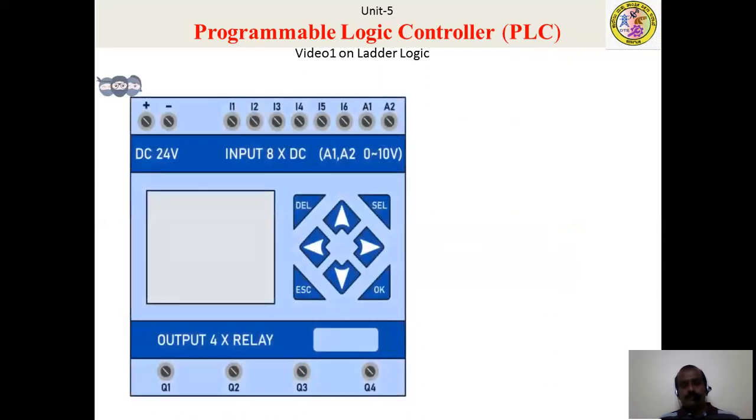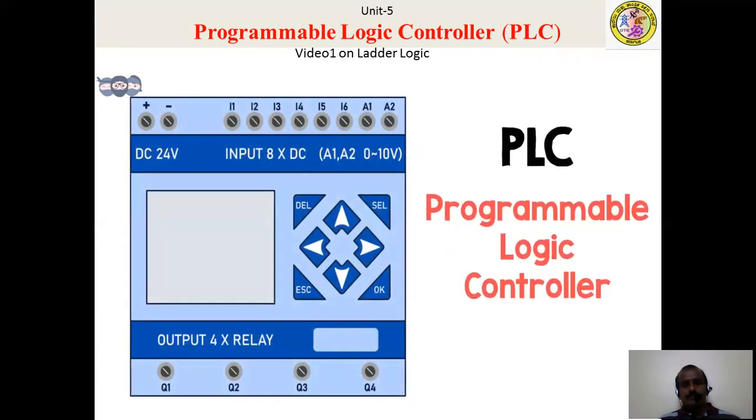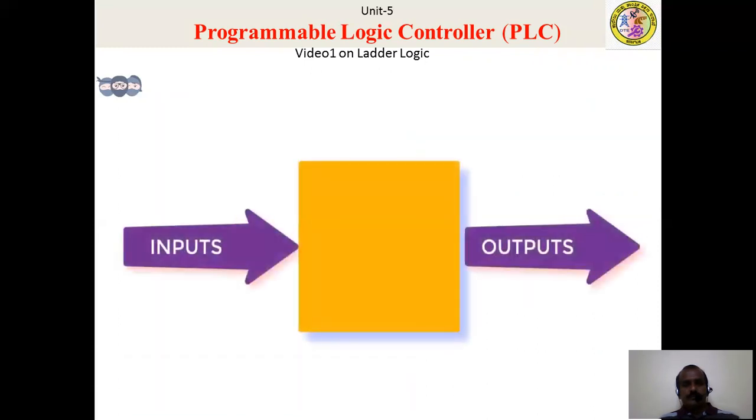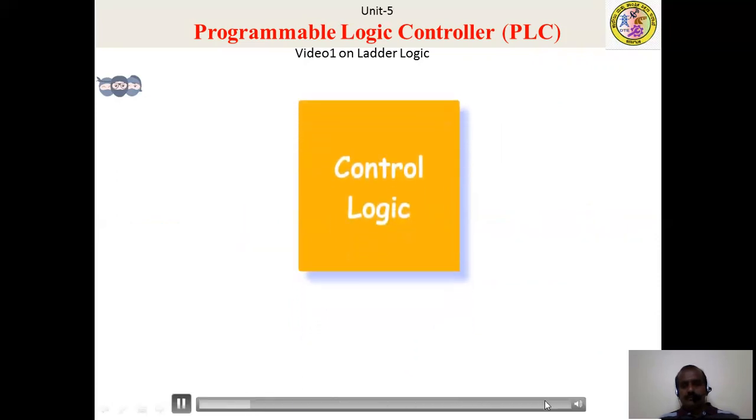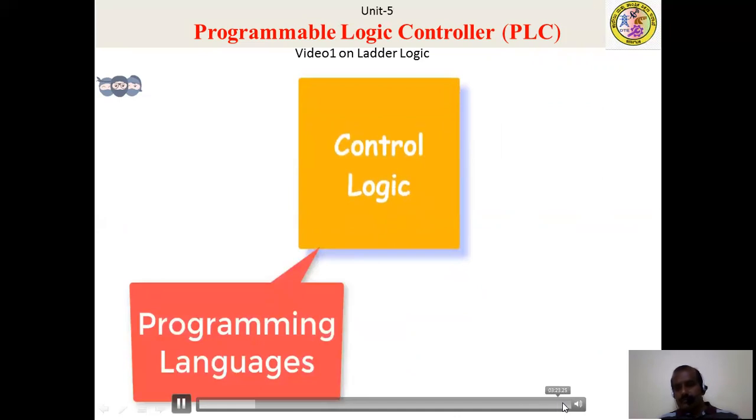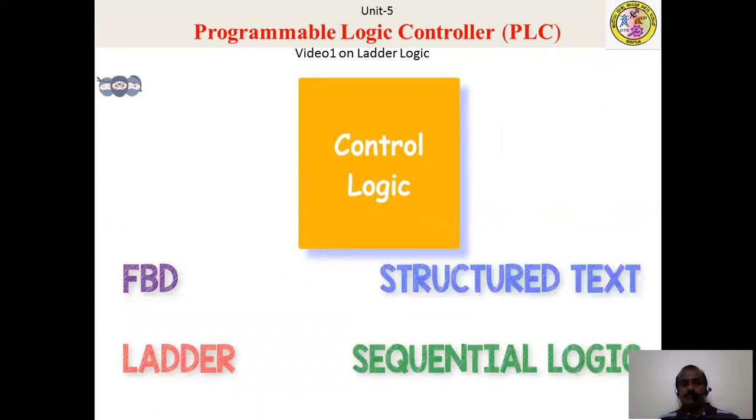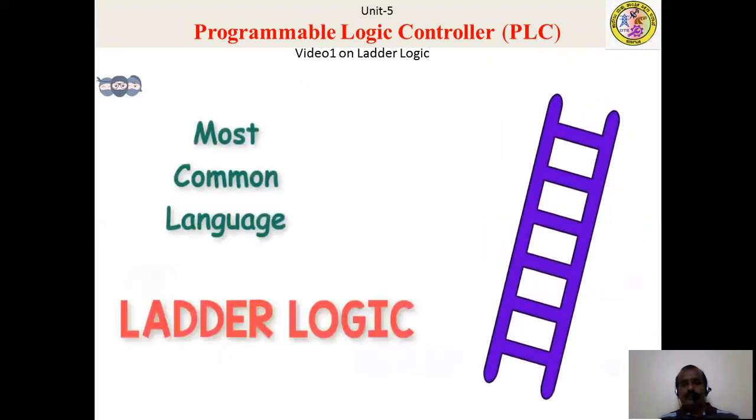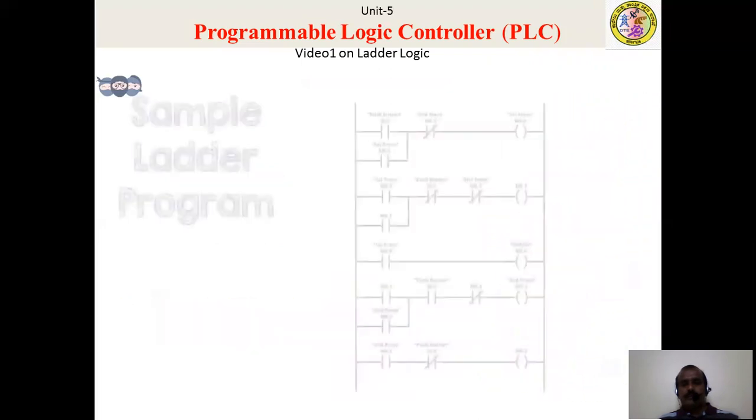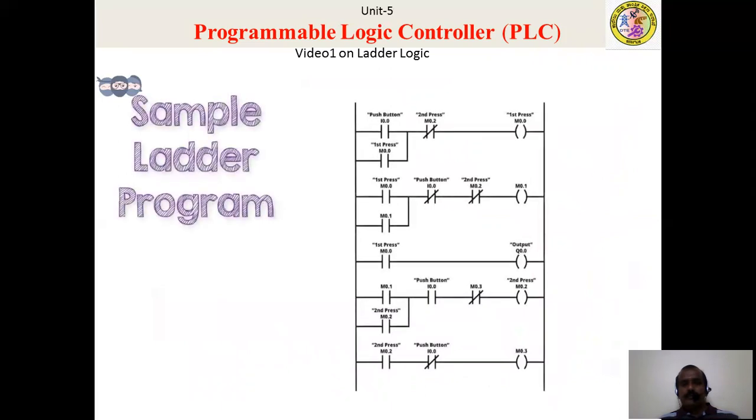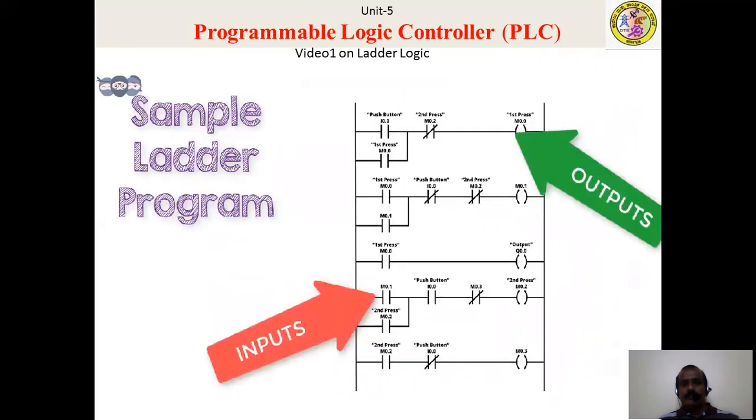As discussed in previous videos, we know that a PLC is a logic controller which has terminals for inputs and outputs. The relations between these inputs and outputs are established via a control logic. The control logic can be programmed using different programming languages. Some of them are FBD, ladder, sequential logic, structured text, etc. Out of these, one of the most commonly used languages is ladder logic. It gets its name because the program looks like a ladder with different input-output relations.